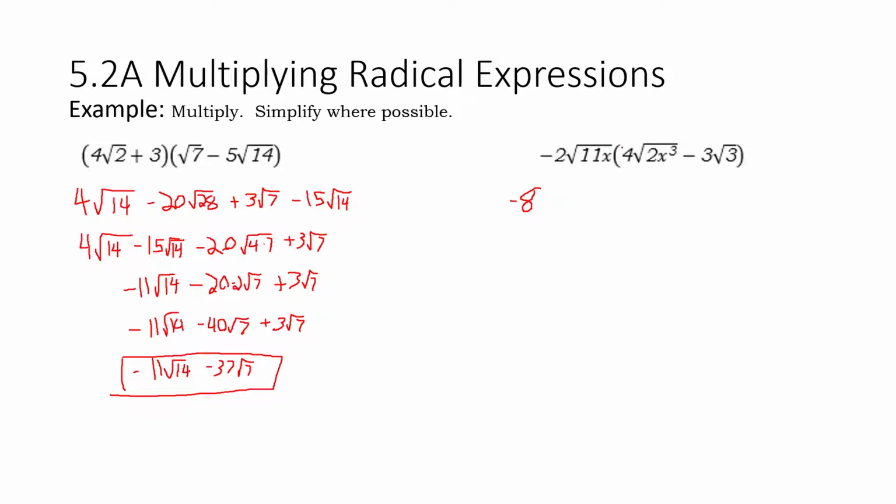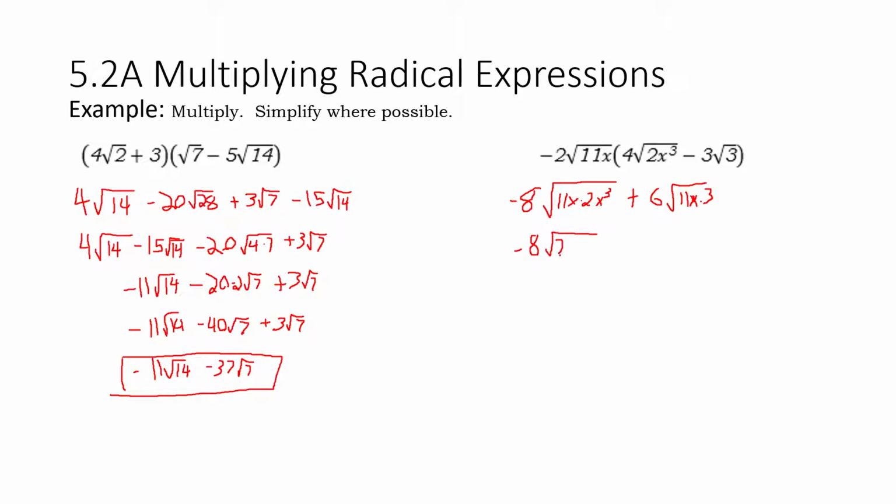And then 11x times 2x cubed. We're combining together our ideas here. Still going to go underneath one root. Let's write out the whole thing. 11x times 2x cubed. And then we're also going to do this negative 2 root 11x times the negative 3 root 3. So negative 2 times negative 3 is positive 6. The root, underneath the root, we're going to have 11x times 3. Lots more work to do here. So negative 8 underneath here.